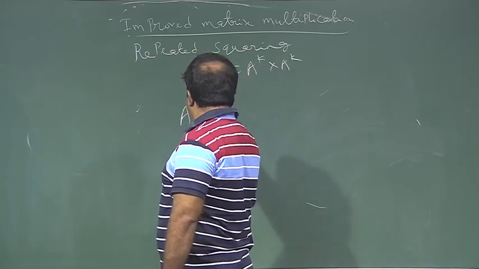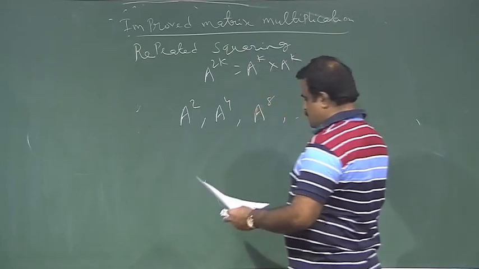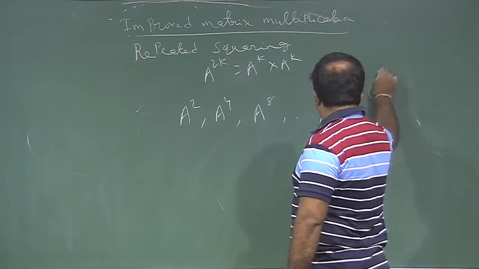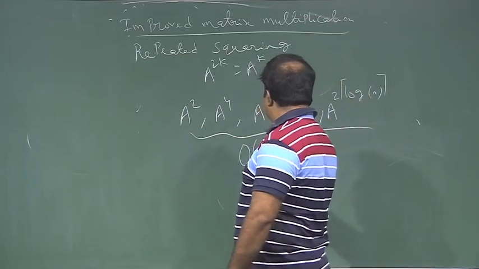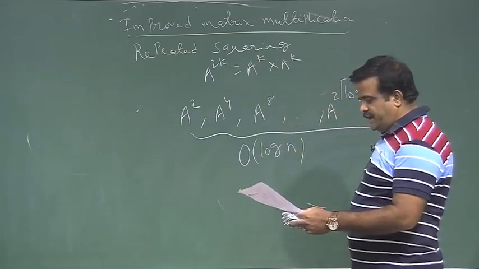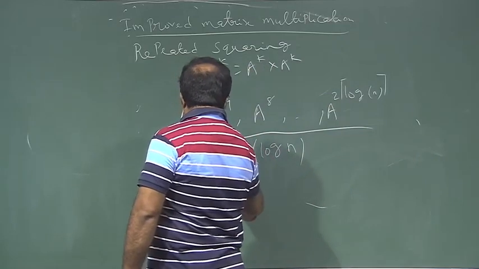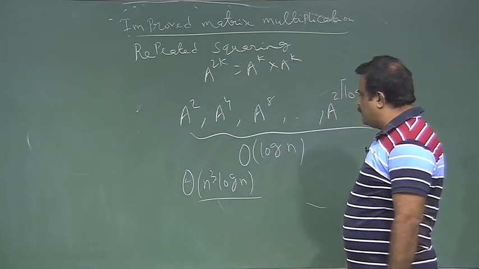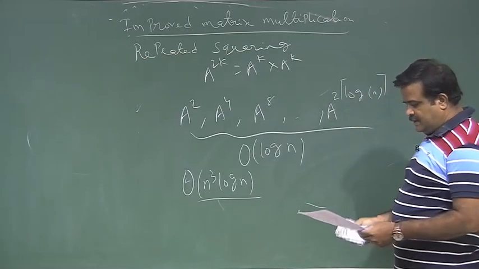We can find A squared, A to the power 4, then A to the power 8, like A to the power 2 up to log of n, with a lower ceiling or upper ceiling. Anyway, this is the way. This will give us log n such squarings. That means it will take order of n cube log n, which is not much benefit, because earlier it was order of n to the power 4, and now it is order of n cube log n if we do this multiplication a little carefully.